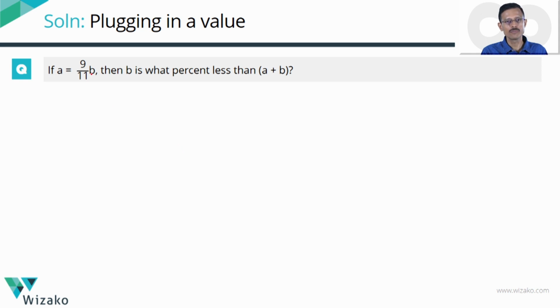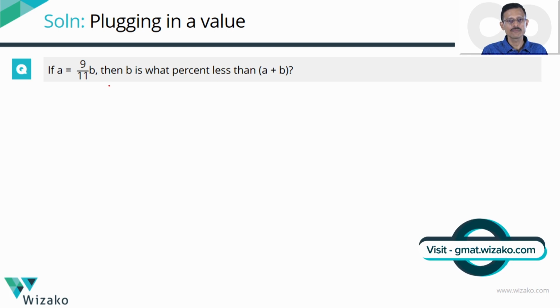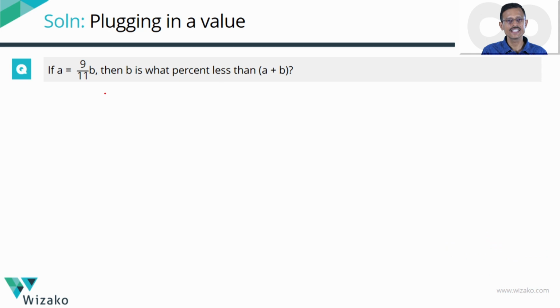So plug in a value for B. If B is equal to 1, A will be 9/11. If B is equal to 10, A will be 90/11. But now that you have decided to plug in a value which will make calculations friendly, what will make it friendly? Always dealing with integers is friendly on calculation. So pick such a value for B, which will make both B and A an integer.